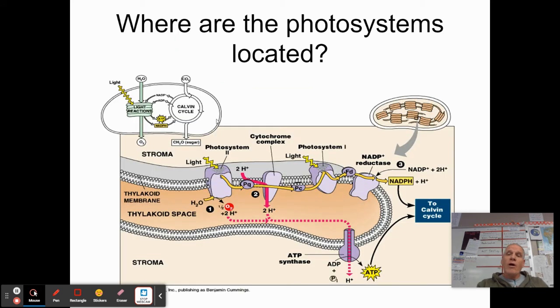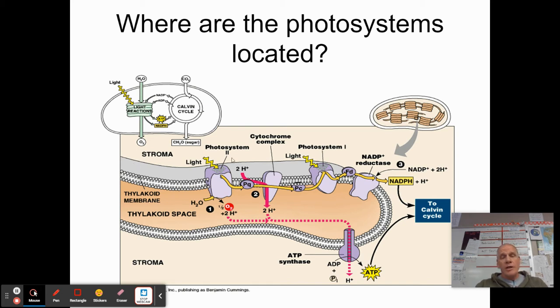So where are these photosystems located? Again, they are located on the inner thylakoid membrane. Remember, the inner thylakoid membrane is highly folded. What does that do? That allows for increased surface area, which allows for more photosystems, more electron transport chains, and also the ultimate molecule that we need here, which is ATP synthase.